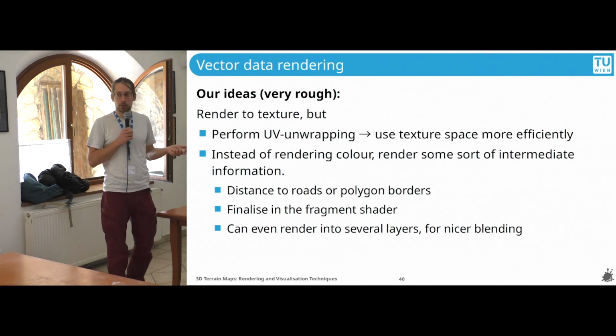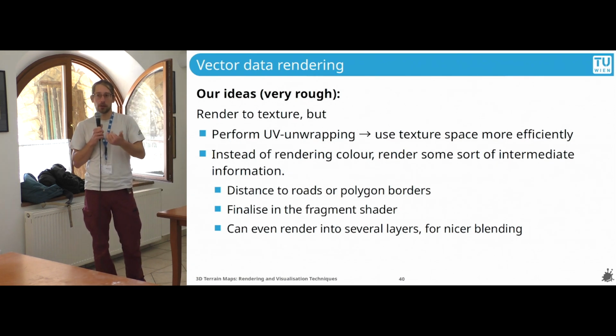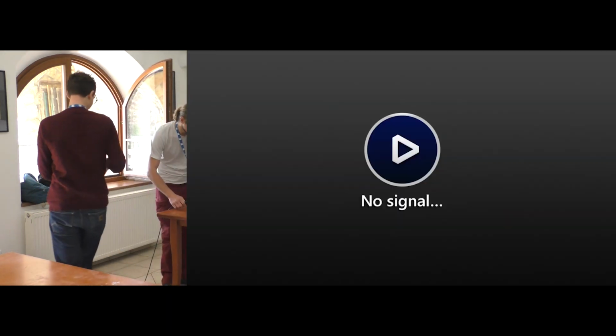And what we could also do is render into several layers and then blend. For instance, roads that are too far away and not important enough, they should simply go away. Alright. And I think that is it for me. Okay, so let's switch over.